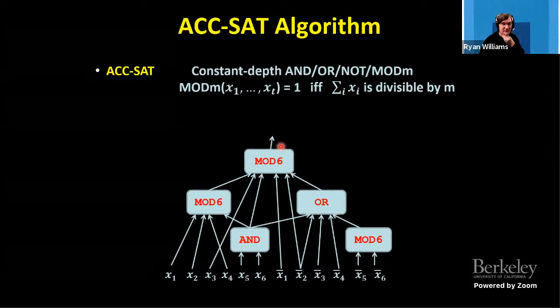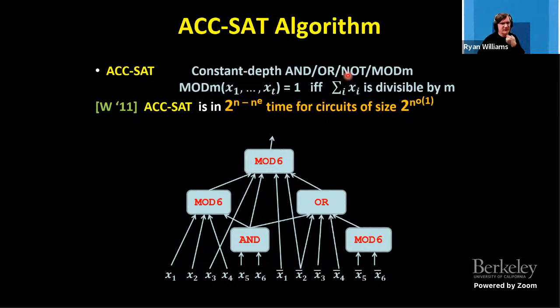And so what I showed was that for every fixed M and for every fixed depth, there is some epsilon such that you can solve the SAT problem for such a circuit, even if it's of sub-exponential size, in time 2 to the N minus epsilon, okay? All right.